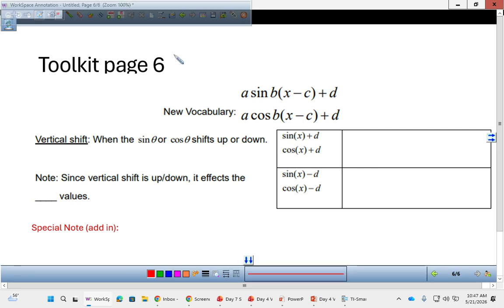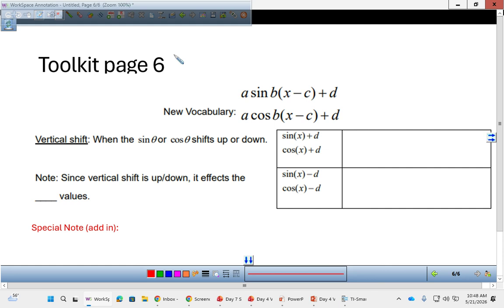So we've got A in the front. A is a vertical stretch or shrink value. It makes the graph taller or shorter. B is a horizontal stretch or shrink. It makes the graph faster or slower. C is a phase shift. It moves the graph left and right. D is a vertical shift. It moves the graph up and down.